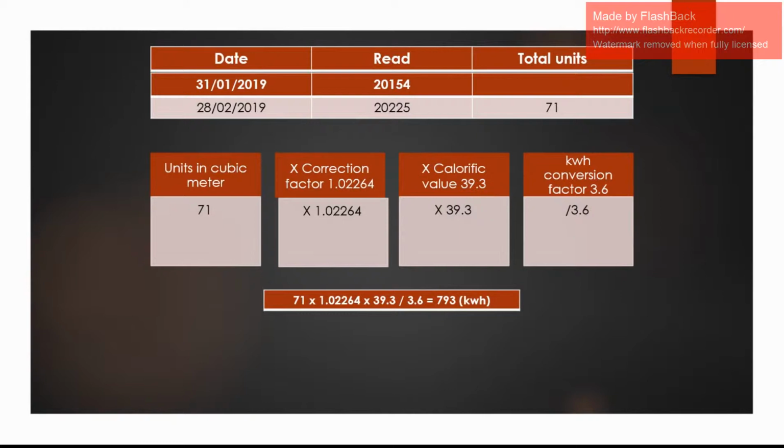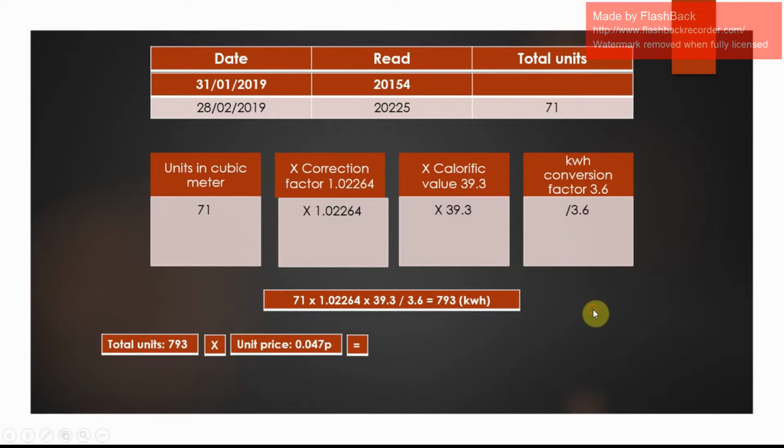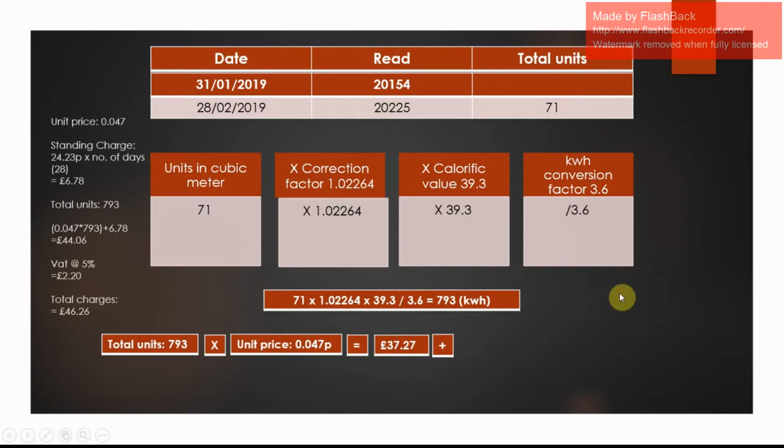So this unit is multiplied by the unit price, which is shown in your bill. For this particular one, we have a unit price of 0.047p, and this is the total amount, 37.27.